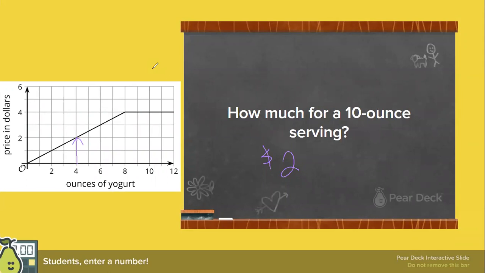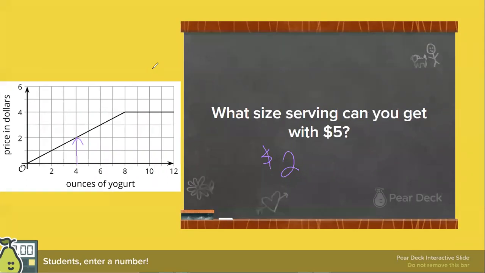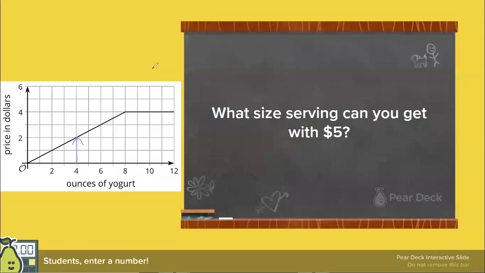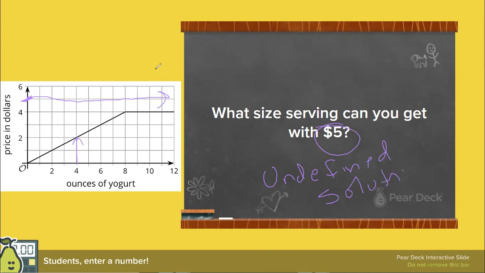And then I'm going to skip to the next question. And it says, what size serving can you get with $5? Well, this one's a little bit different because we have the output. The $5 is on the y-axis. So I go, okay, price in $5. And I want to know, well, if I go up to 5, guess what? If I look over, there's nothing there. Okay, so I'm going to say that this is an undefined solution. Okay.